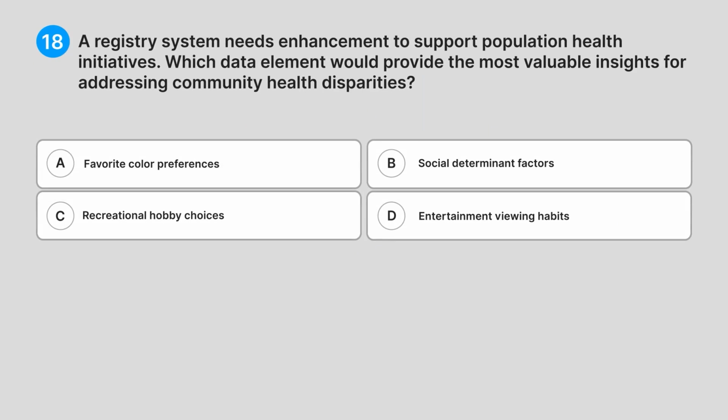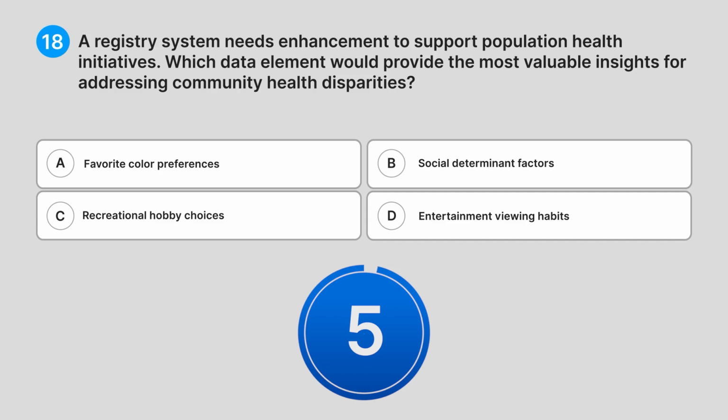18. A registry system needs enhancement to support population health initiatives. Which data element would provide the most valuable insights for addressing community health disparities? A. Favorite color preferences. B. Social determinant factors. C. Recreational hobby choices. D. Entertainment viewing habits. Do you know the answer?